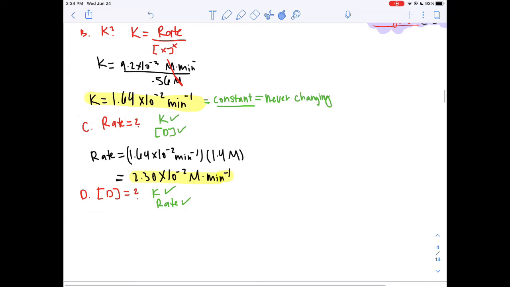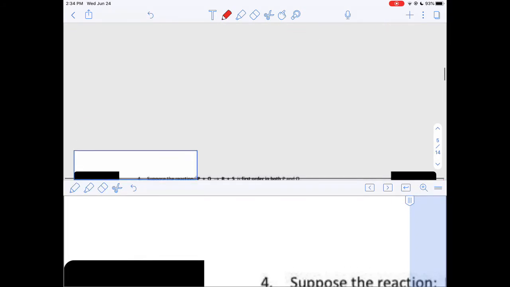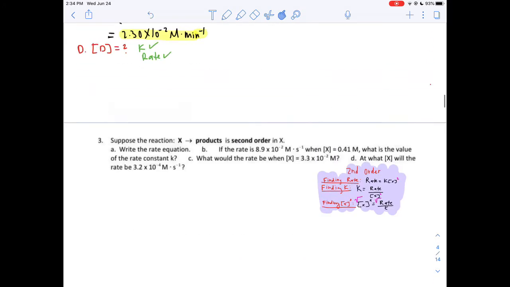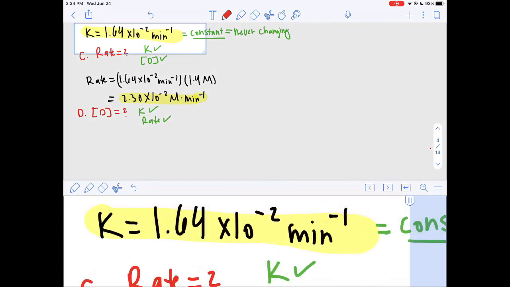My bad. Just skip through that part, because now it's not working. There we go.